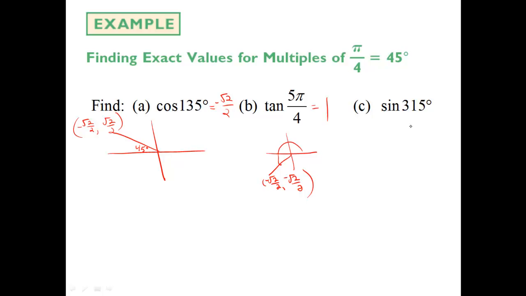Sine of 315 degrees. Where is that? Well, I know all the way around here is 270, so 315 is the 45 degree angle that is in the fourth quadrant. In the fourth quadrant, the x is positive and the y is negative, and sine is y, so it is negative square root of 2 over 2.